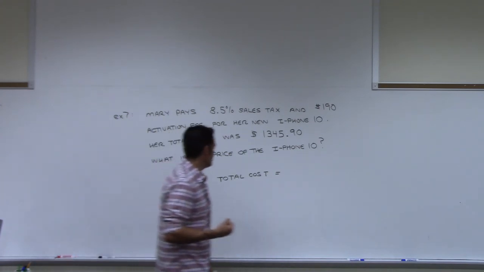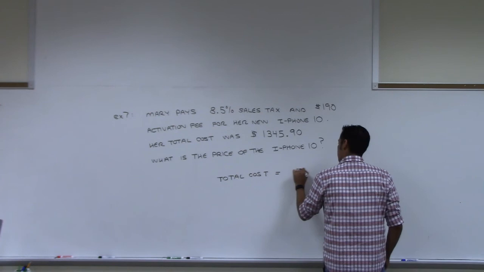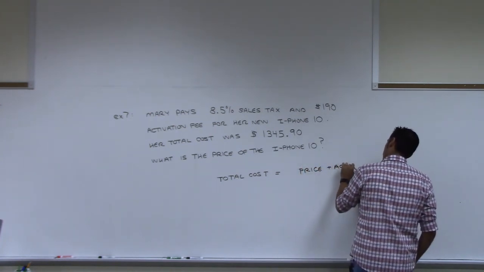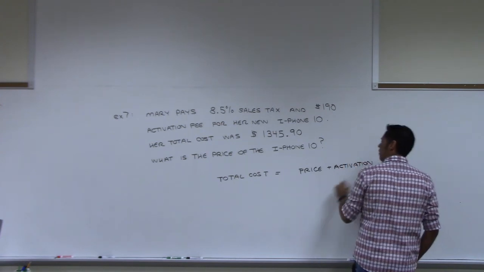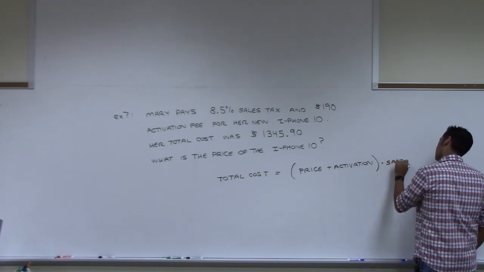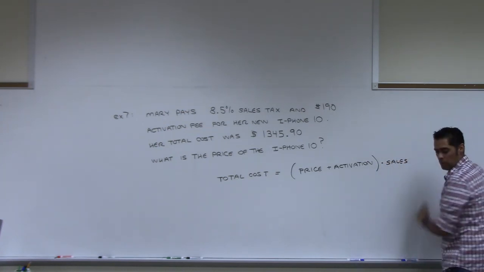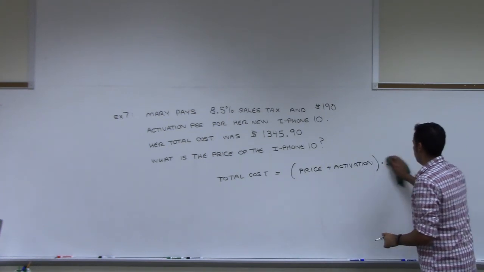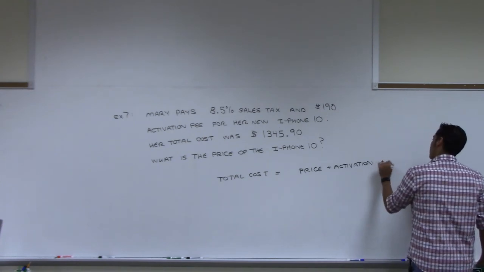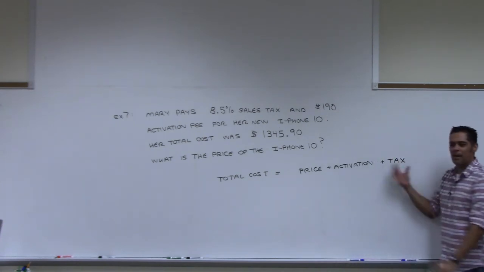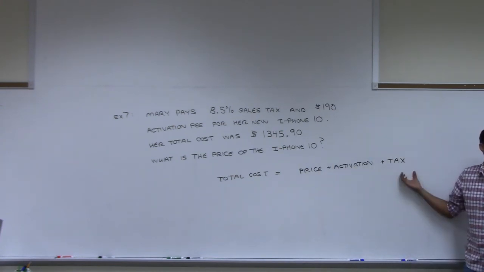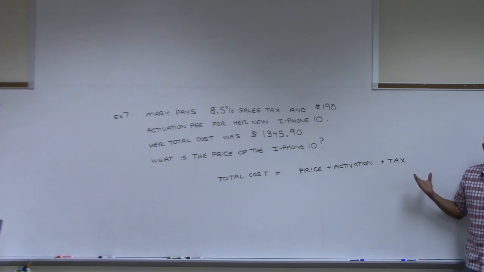So watch the way I'm going to write this. This is the price plus activation, right? All of that times sales, right? Or we should, no, you know what? Let's do it this way. I like this way a little better. Price plus activation plus tax. All right, let's do it. That I think makes a little more sense. You're going to have the price of the phone plus the activation fee, then you throw the tax onto the whole thing, right? Agreed? All right.